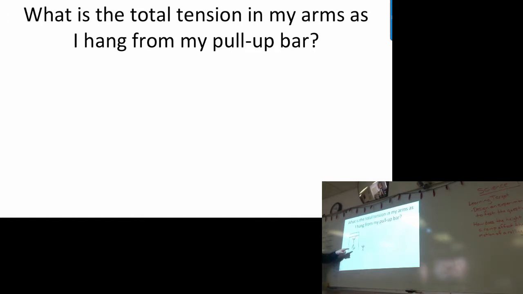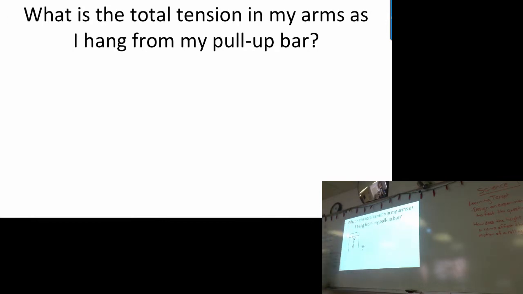All right. So let's think about this. Let's get rid of Cruz here. All right. What's the total tension in my arms as I hang from my pull-up bar? Let's do it this way. Let's draw a force diagram. So if I'm just hanging from the pull-up bar, am I speeding up, slowing down, or changing direction? No. Okay, so if that's the case, what kind of forces do I have? Are they balanced or unbalanced?